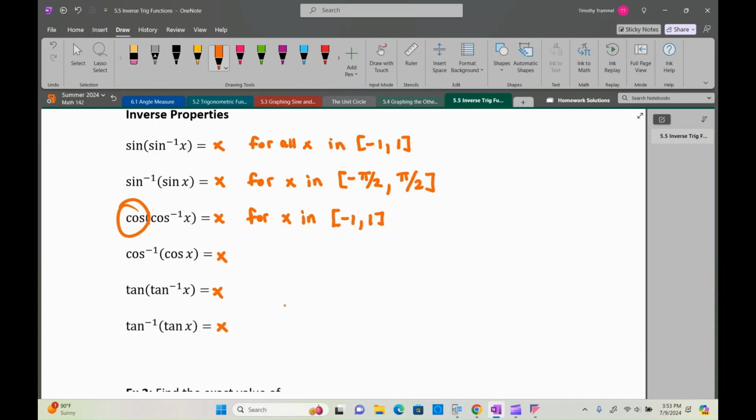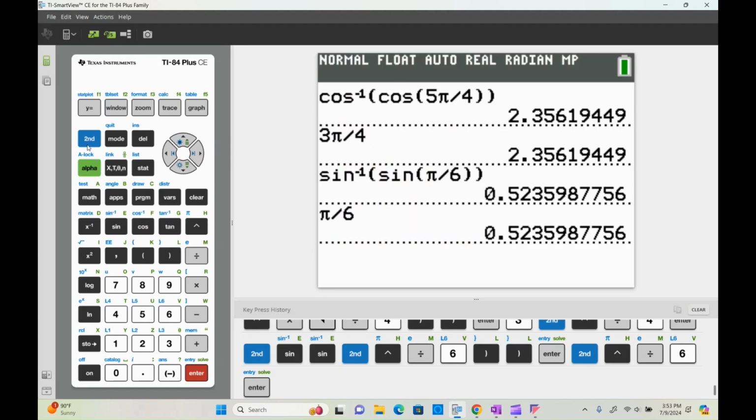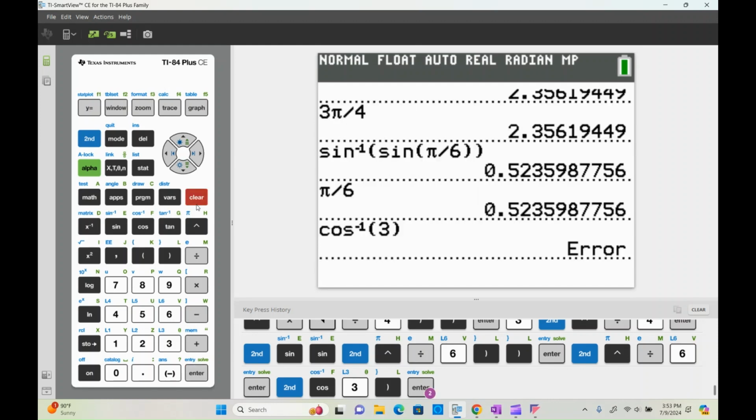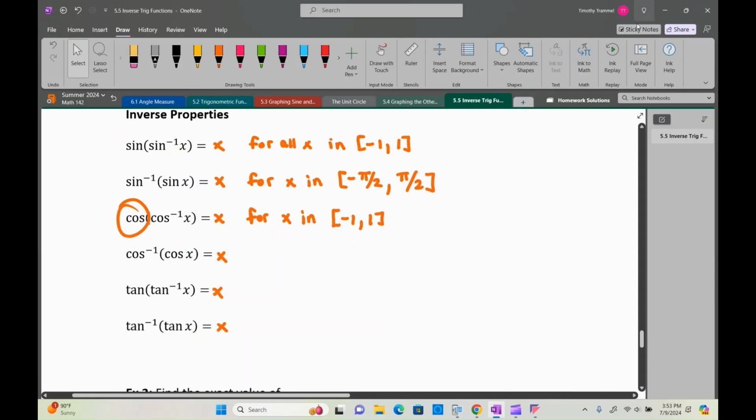Cosine inverse of, say, 3. Let's see what actually happens when you do that. If you try to do cosine inverse of 3, you get an error. It says error domain, because that number is not in the domain. I'm just going to hit quit and delete what I have there so far.